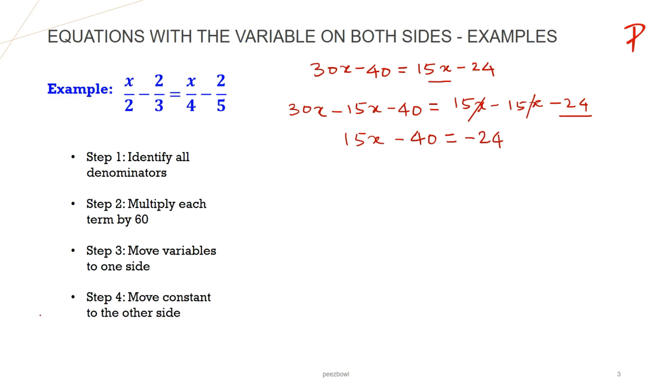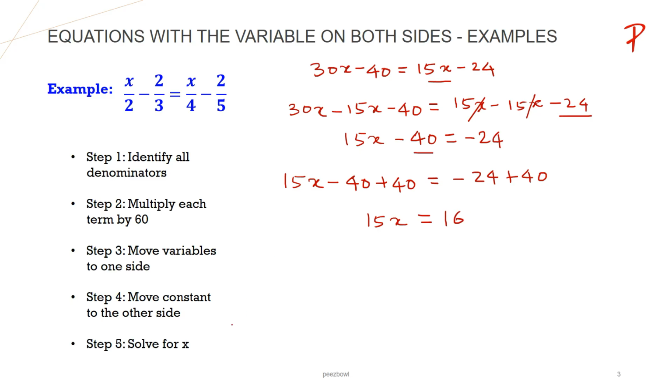Now step 4 is to move the constant to the other side. Now add 40 to both sides. On the LHS we have 15x - 40, and I am adding 40 here, and this is equal to -24 + 40. This simplifies to 15x equal to 40 - 24, which is 16.